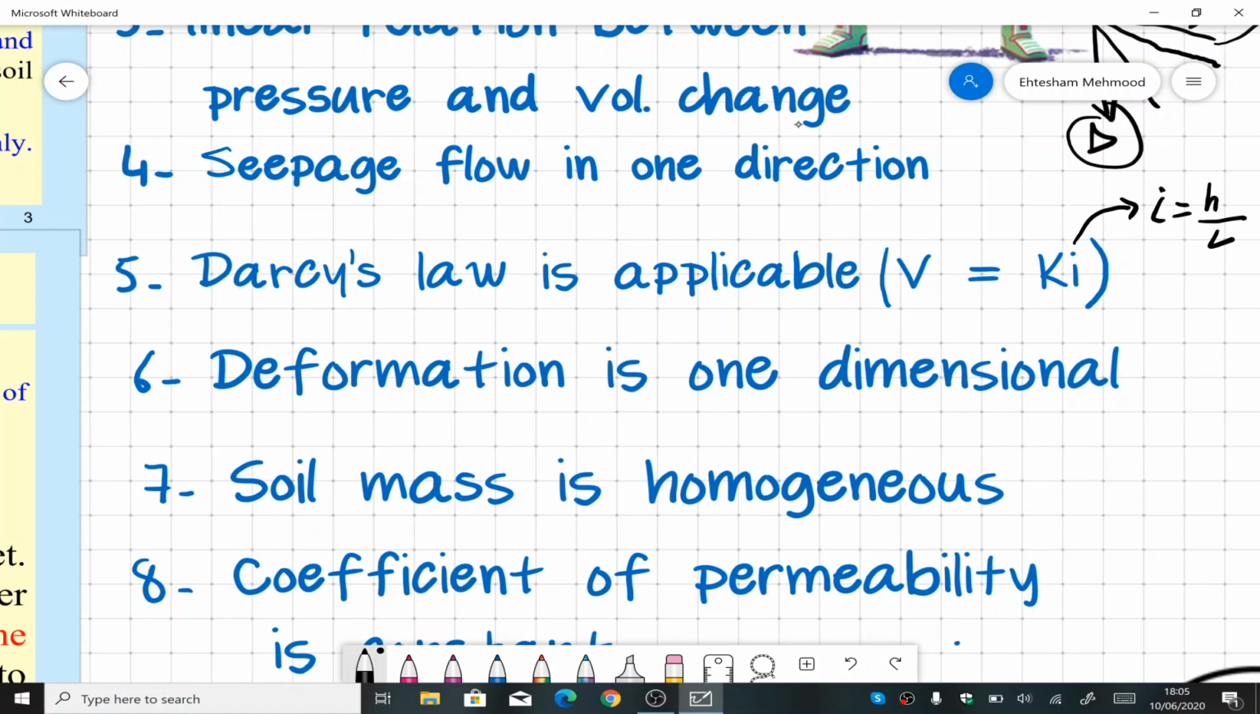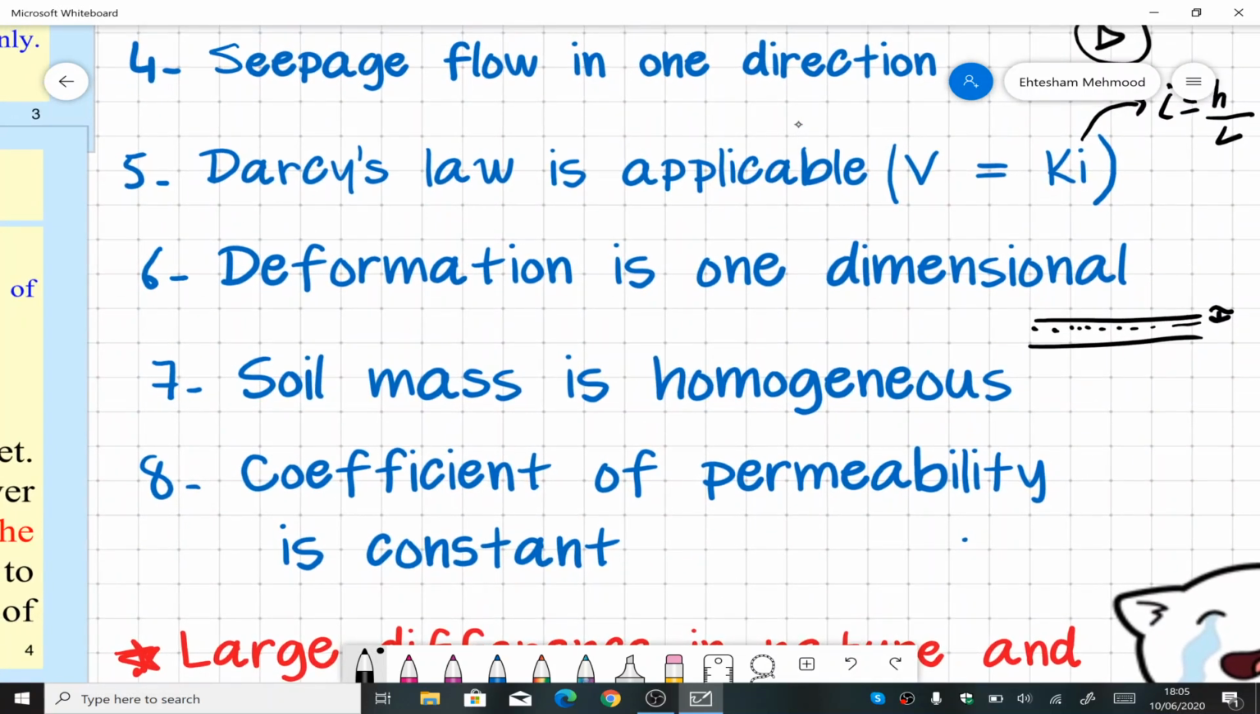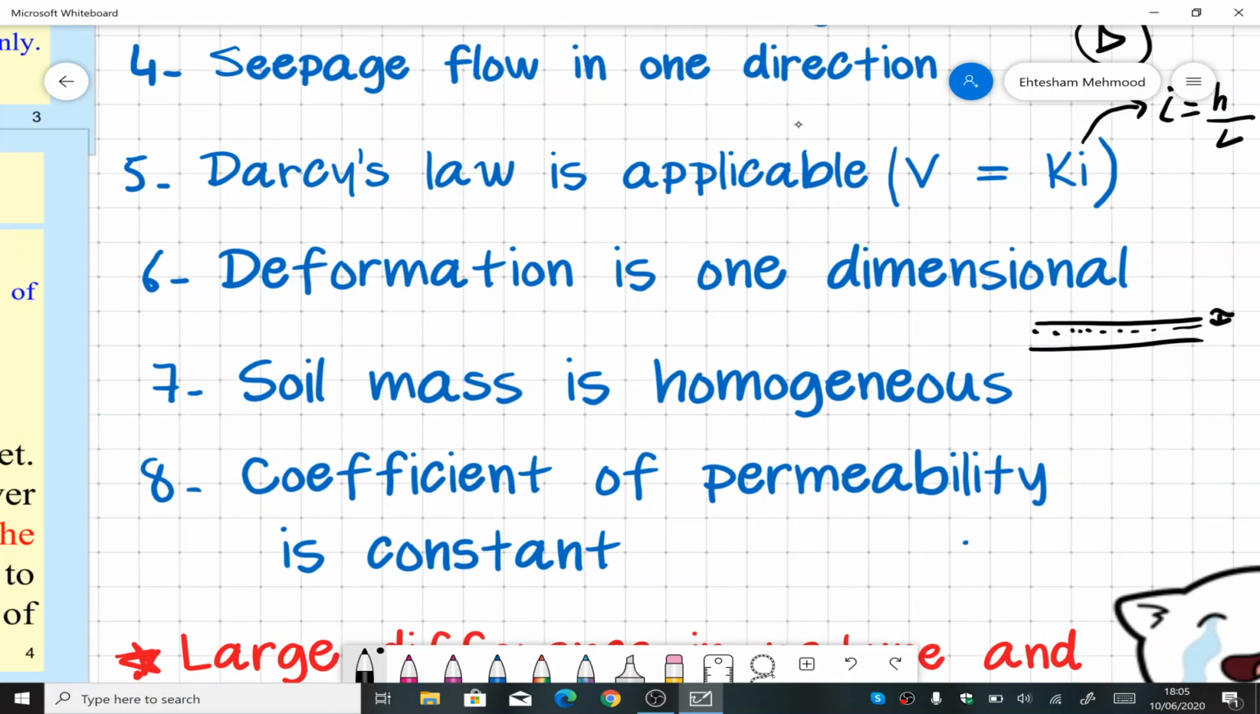Sixth assumption is that deformation is one dimensional. We have already seen from the figure that deformation is only going to happen in one direction. Just to jog your memory, this is the clay layer, so deformation is only going to happen in this vertical direction. Assumption 7, soil mass is homogeneous, which actually is very far from real. And the 8th assumption is that coefficient of permeability is constant.